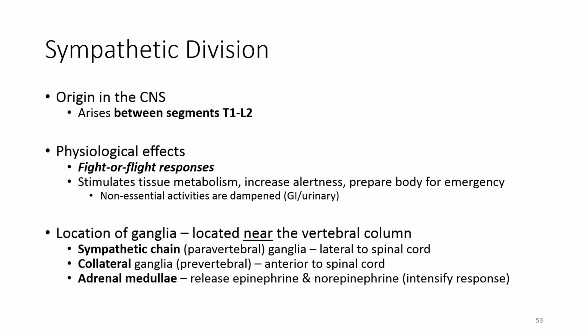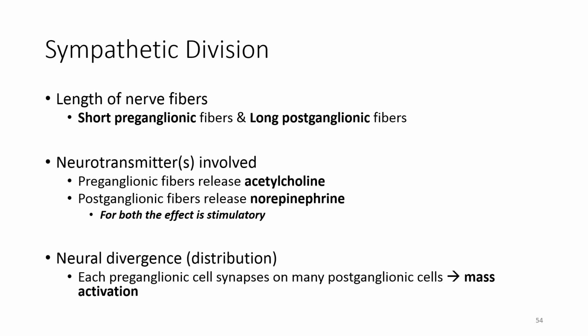The location of those swellings is really, really close to the vertebral column. I'll show you what that looks like here in just a second. There's a little bit of a difference in the nerve fibers. They have really, really short preganglionic fibers, so this is opposite what we saw in the parasympathetic, and really long postganglionic fibers. Neurotransmitters that are involved here are acetylcholine and norepinephrine. Both of these are stimulatory in this nervous system.